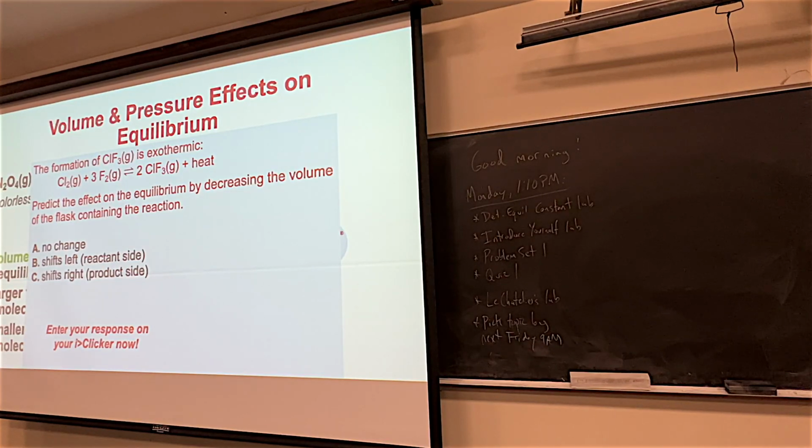So if you decrease the volume, you're squishing them together. And the reaction will shift to the side with fewer gas molecules. So in this case, we would see a shift to the right side, to the product side. 2 moles of gas will take up less volume than 3 plus 1, 4 moles of gas will. So that's why these things are affected if you have gases.